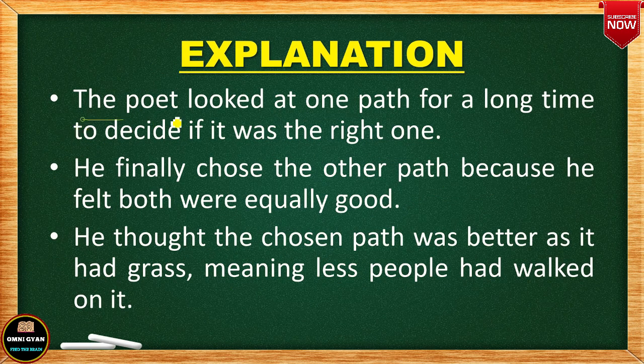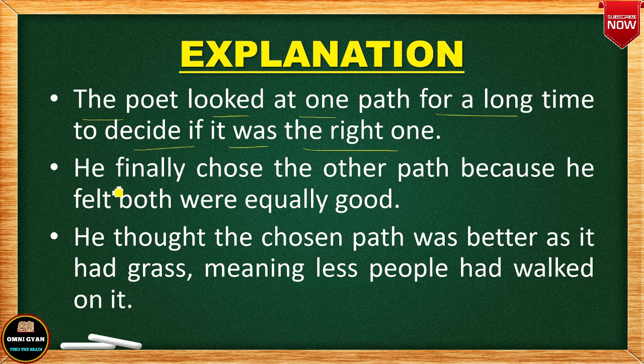So now the poet looked at one path for a long time to decide if it was the right one. तो poet जो है वो रास्ते को बहुत long time से देख रहा था. He was looking at one path, means each of the paths. He was looking for a long time and he was taking a long time to decide which will be the right road for me, which will be the correct path for me that I should travel.